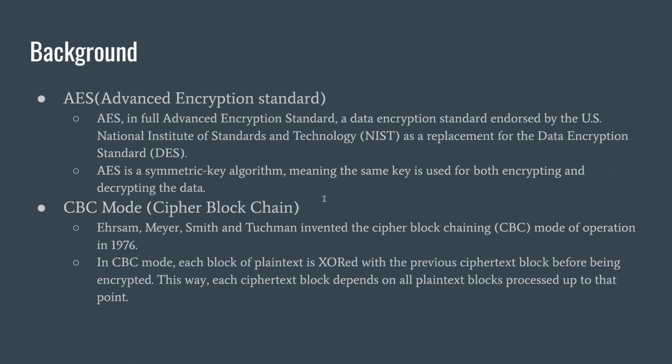CBC mode, which means cipher block chaining, was invented in 1976. In CBC mode, each block of plaintext is XORed with the previous ciphertext block before being encrypted. This way, each ciphertext block depends on all plaintext blocks processed up to that point.